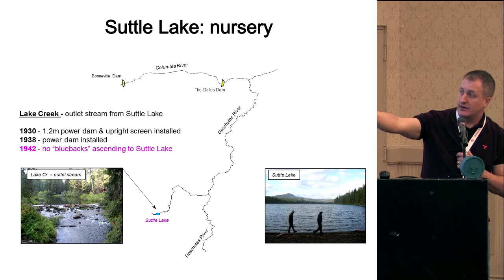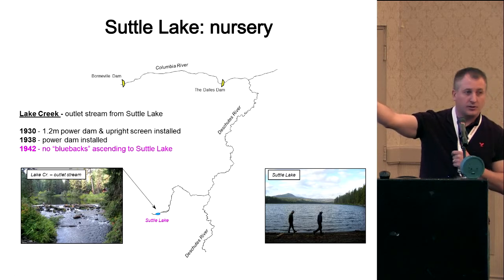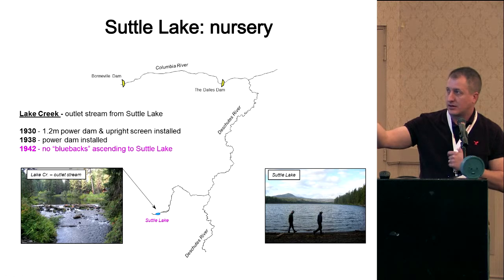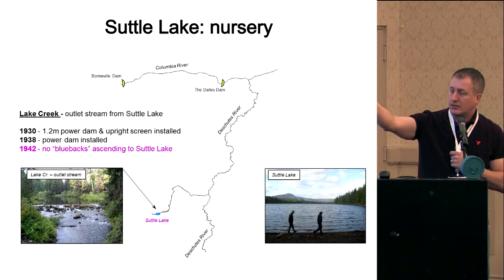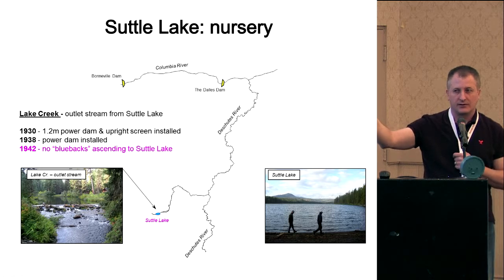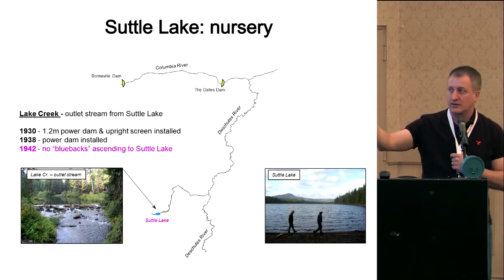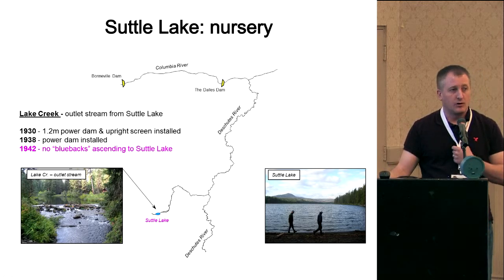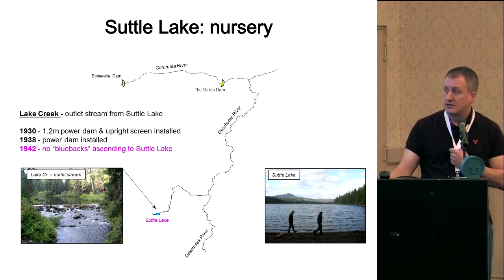So Suttle Lake, this little tiny nursery lake here, about 1930 they started putting up these little, I don't know, maybe irrigation dams, rather small dams, but with horizontal flashings on them. So there were a couple of different dams. This is some information I got from a NOAA status report. I don't doubt that it's accurate, but there is a little bit of this that's anecdotal, but there were clearly some barriers that were put in there. By 1942, the locals were saying they weren't seeing any more of these bluebacks coming back to Suttle Lake, and so they had been effectively extirpated from this nursery lake.